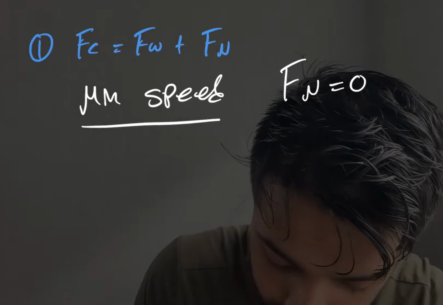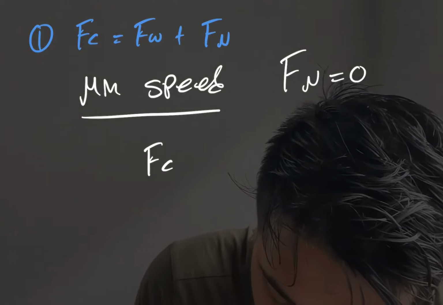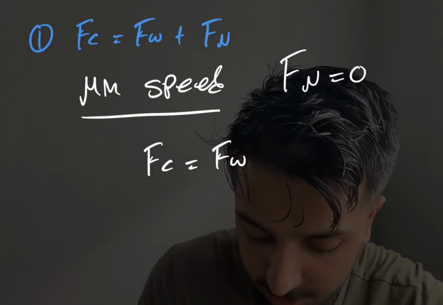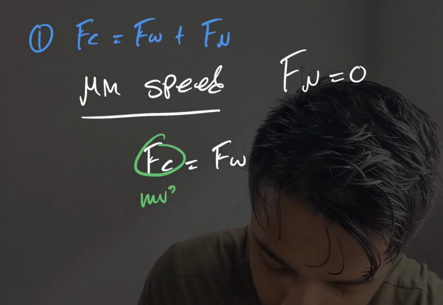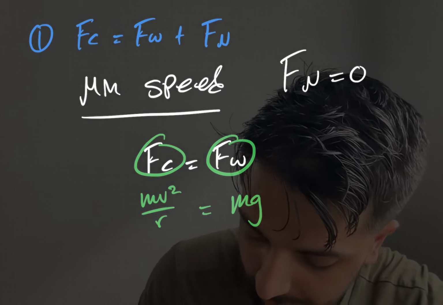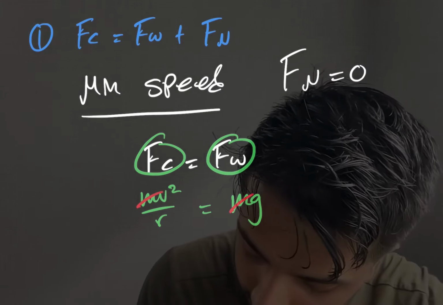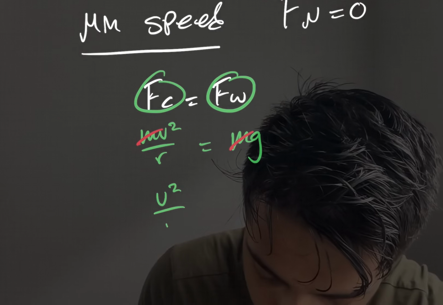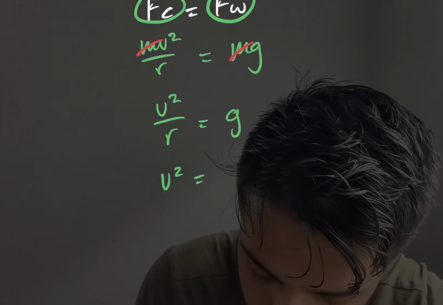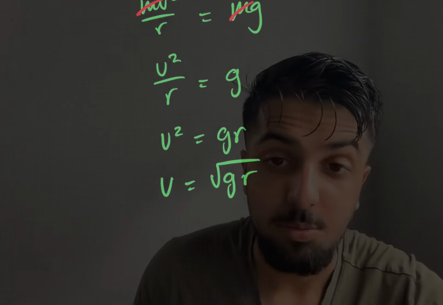And so that means if the normal force is equal to 0, our centripetal force is equal to our weight force. We know that our centripetal force is equal to mv squared over r, and our weight force is equal to mg. Because we have the same mass on both sides, we can cancel those out, and we get v squared over r is equal to g. And therefore, v squared is equal to gr, and our v is equal to the square root of gr, as we square root both sides.